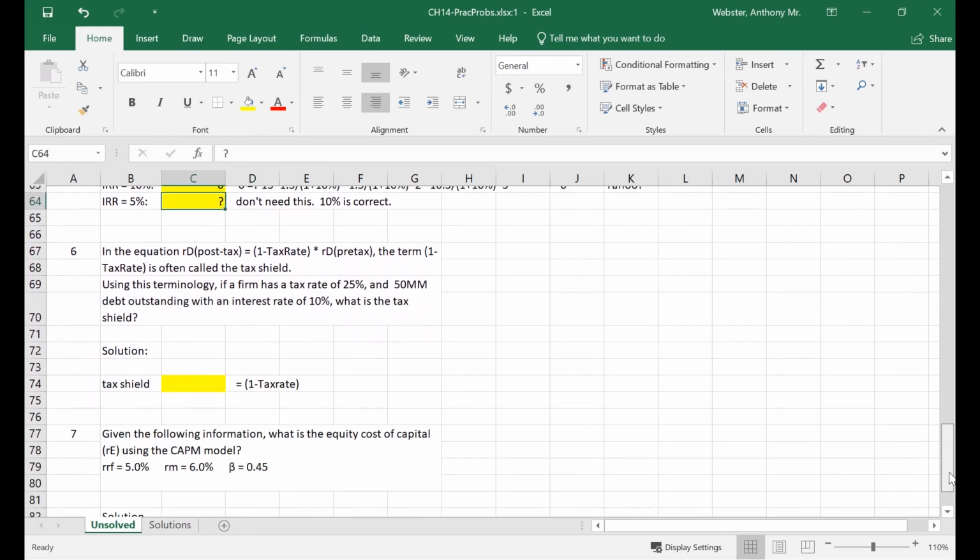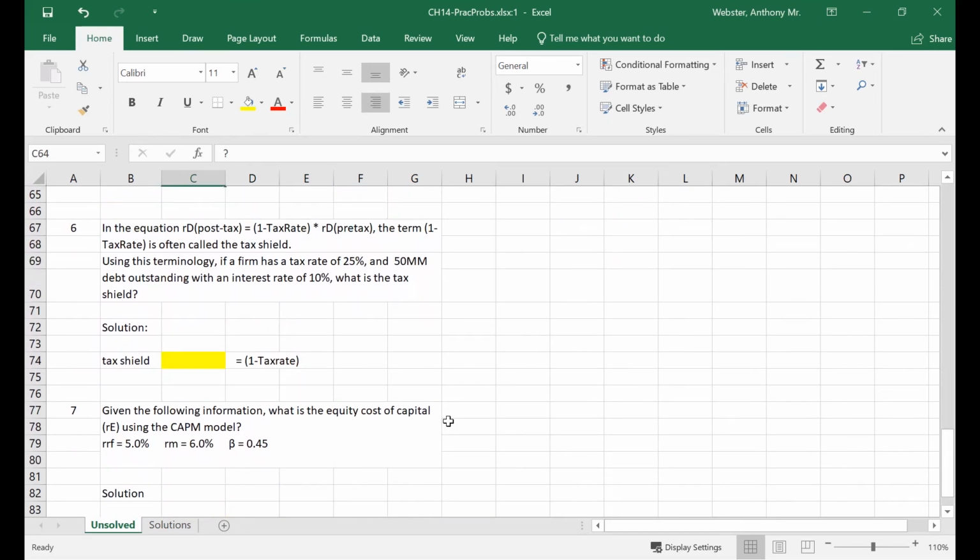All right, let's keep going here. In the equation, RD post-tax is equal to 1 minus tax rate times RD pre-tax. The term 1 minus tax rate is often called the tax yield. True enough, using this terminology, if a firm has a tax rate of 25% and 50 million debt outstanding with an interest rate of 10%, what is the tax yield?